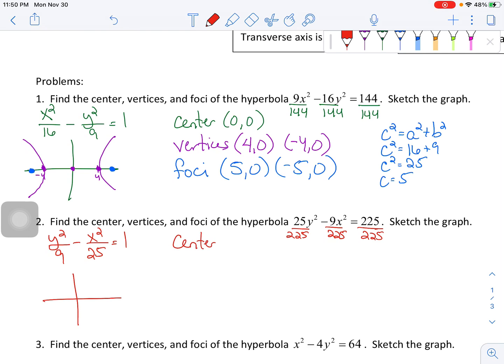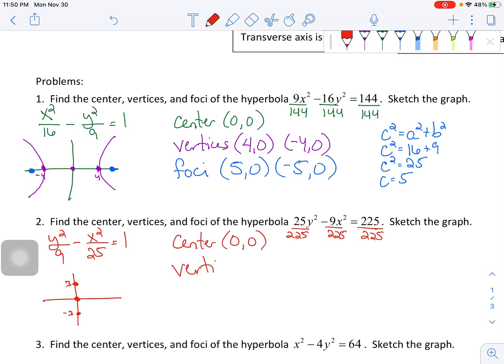All right, so a couple things. I know the center is going to be (0, 0). Let me actually mark the center here. Because y comes first here, I'm going to count the transverse axis as vertical. So from the center, I'm going to count up 3 units. There's positive 3. I'm going to count down 3 units. There's negative 3. And those are going to be my 2 vertices.